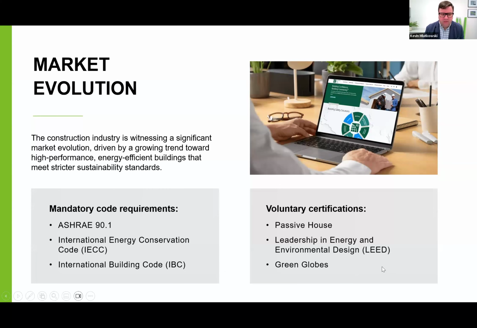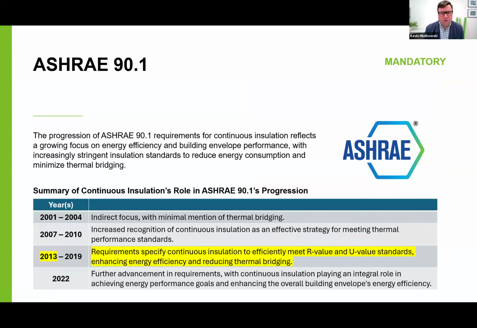But first, starting with the mandatory code requirements, there's been a lot in ASHRAE 90.1 that talked about thermal bridging and continuous insulation systems. So you can see on the left of that chart sort of the progression of years from 2001 up until the current 2022 code. And sort of the content that's in there to acknowledge continuous insulation, as well as driving demand for its use in creating more energy efficient buildings.